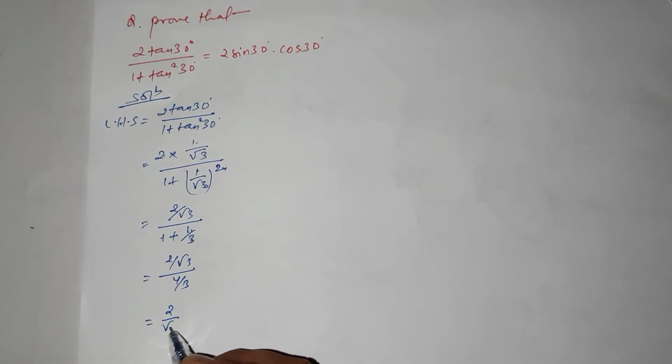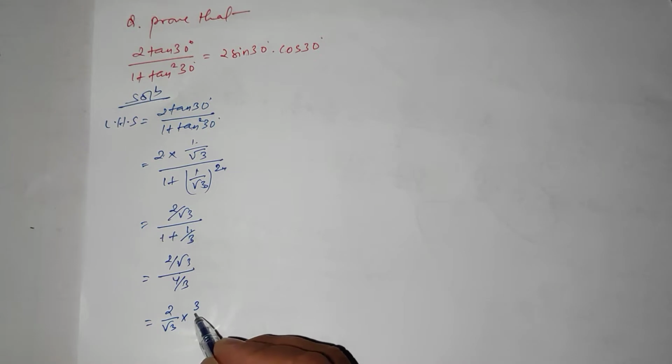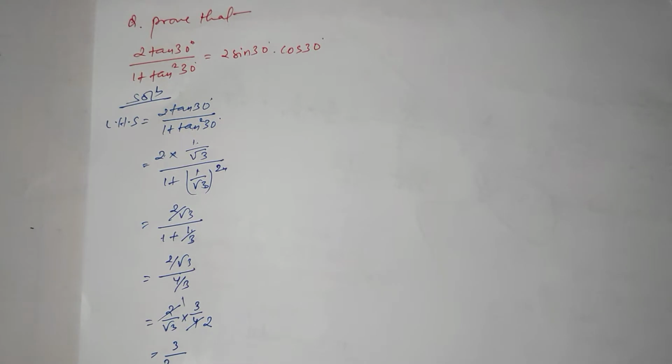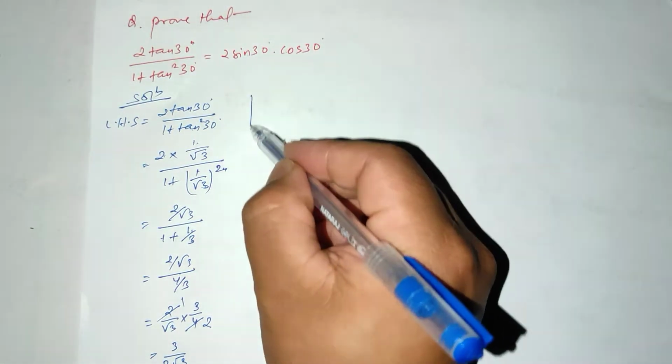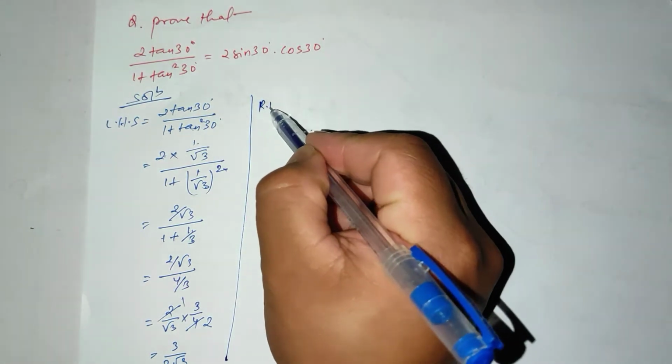2 by root 3, when the divide sign changes to multiplication form, the fraction in the denominator takes its reciprocal. So we get 2 ones are 2, 2 twos are 4, 3 divided by 2 root 3. Start with the right hand side as well.